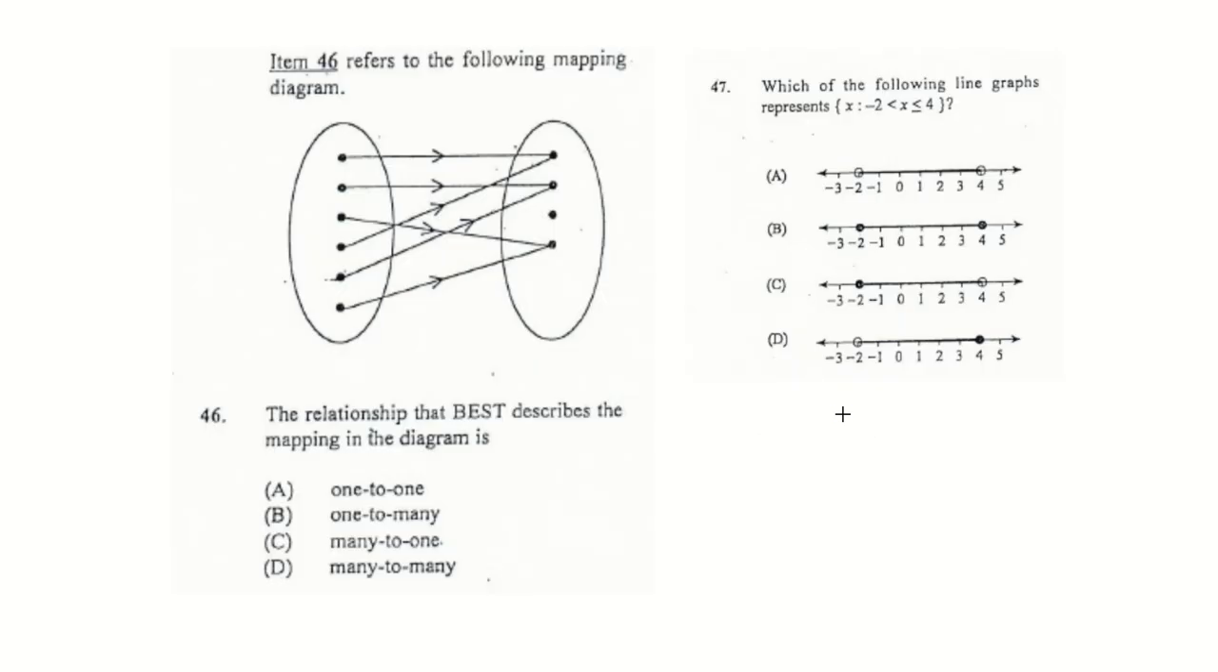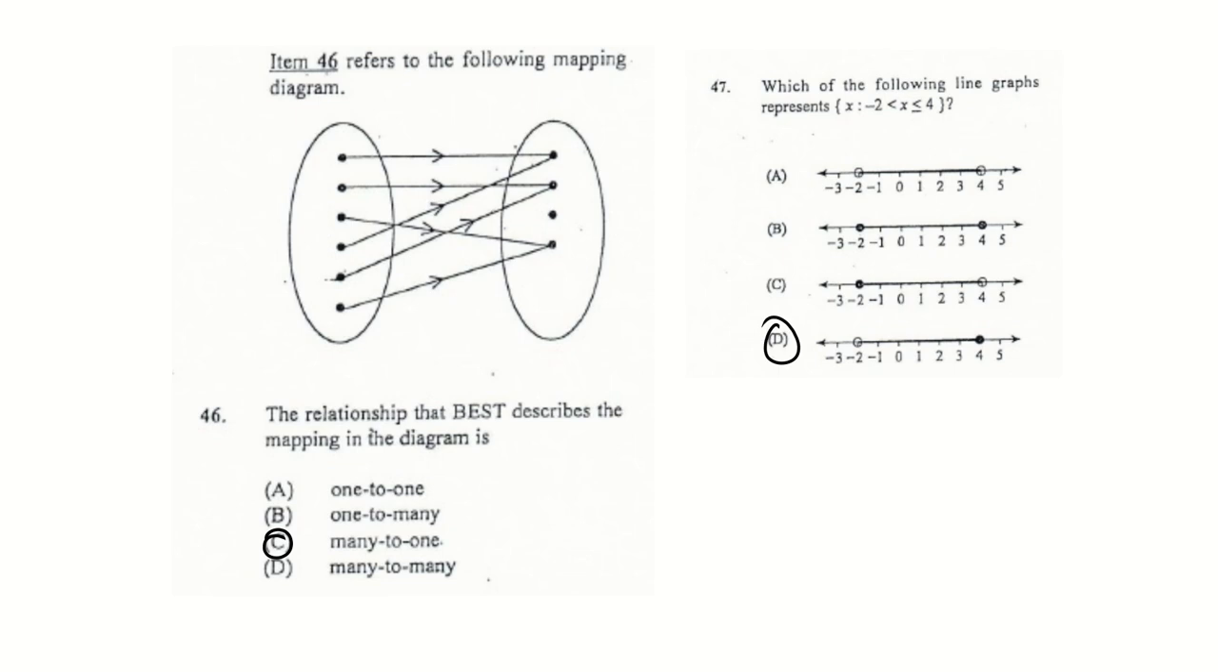Let's look at January 2018, where the numbers tend to change. In January 2018, paper 1, number 46 to 51. The relation that best describes the mapping in the diagram: it's going from many arrows to one value. We're talking about the arrows. Many to 1. This one here, shaded 4, unshaded 2.